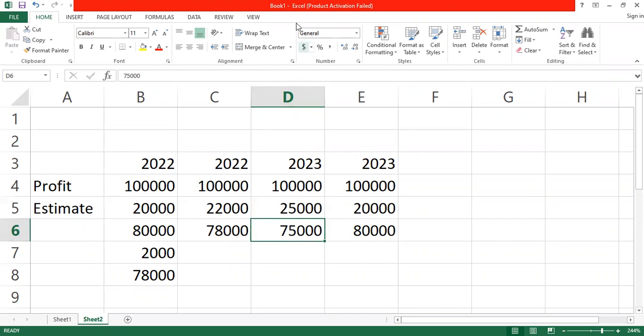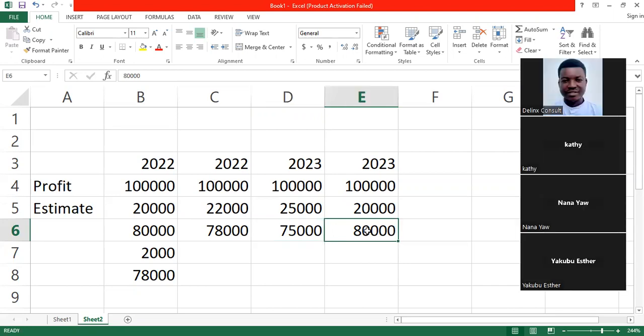So we are making an estimate of 25,000. We subtract this from our profit, and we are getting 75,000, isn't it? By the end of the day, GRA has given us 20,000. It means that if we should have known that the actual tax will be 20,000, we should have been reporting a profit of 80,000. But we have reported a profit of 75,000.